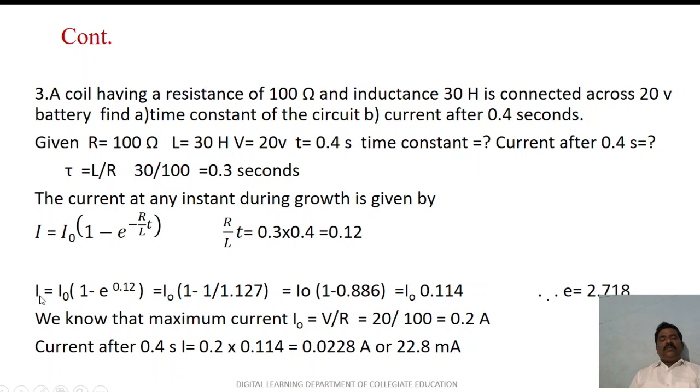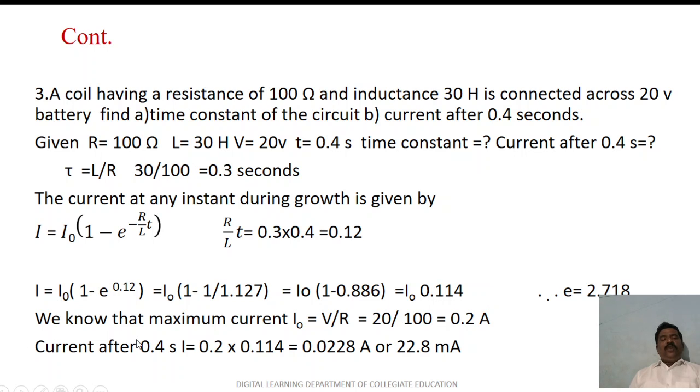Now if we substitute this in the equation, I is equal to I naught into 1 minus e raised to the power of minus 0.12. So this is equal to I naught into 1 minus 1 divided by 1.127, because the value of e to the power of 0.12 is nothing but 1.127. So I naught into 1 minus 1 divided by 1.127 is I naught into 0.114.